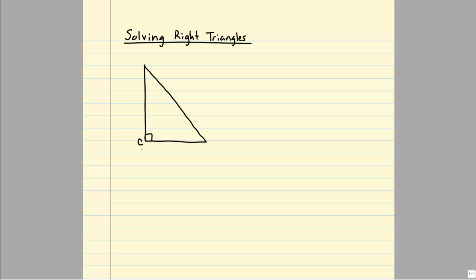Usually we have C as the right angle, and then A and B are our other two angles. For this particular triangle, and most of the triangles we're going to be working with, the angles are listed as the capital letters A, B, and C, and the sides are the lowercase letters. Side a is opposite angle A, side b is opposite angle B, and side c is opposite angle C. C is usually the 90-degree angle, and side c, the lowercase c, is the hypotenuse.